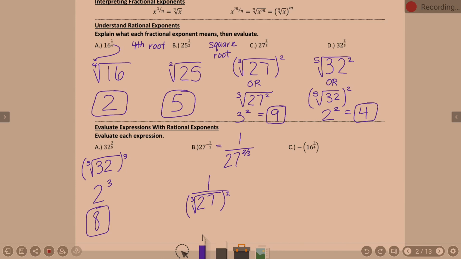What's the cube root of 27? Do we know it? 3. So the cube root of 27 is 3. So this is 1 over 3 to the second. And what is 3 to the second? 9. So this answer becomes 1/9. It must be 1/9. It cannot just be 9.